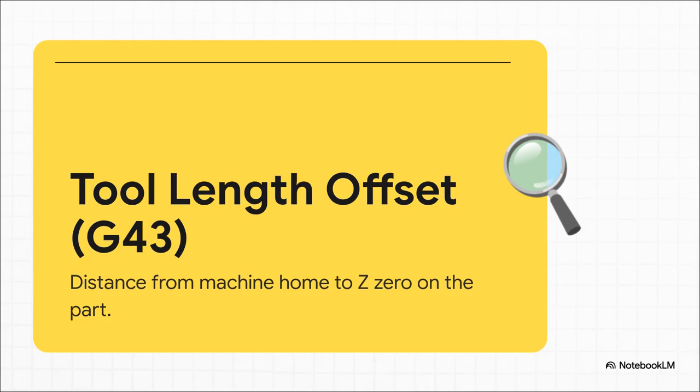Okay, so let's break down the tool length offset. You'll see it in G-code as G43. Really, all it is is a correction number. It's you telling the machine, hey, I know your default home position is way up in the sky, but for this specific tool, our starting line, our Z0, is right here on top of the workpiece.